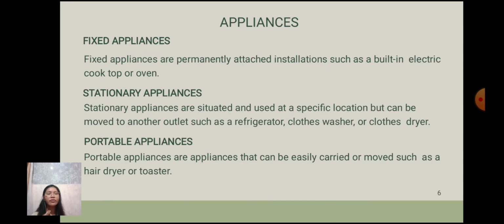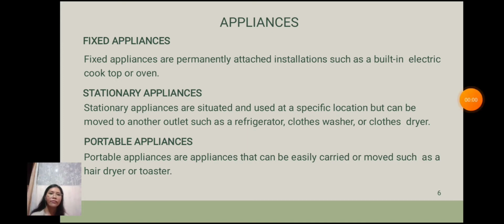So we have different types of appliances. We have fixed, stationary, and portable appliances. So first is the fixed appliances. They are permanently attached installations such as built-in electrical cooktop or oven. So these are the appliances na built-in na siya and then nakasaksak siya sa isang outlet.